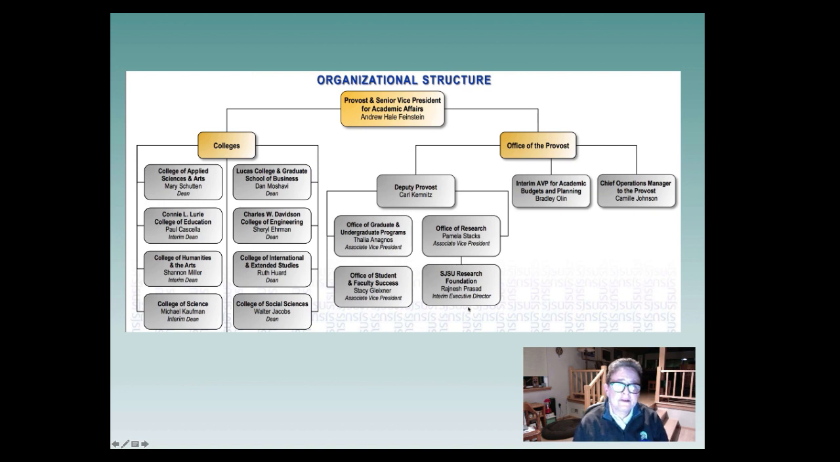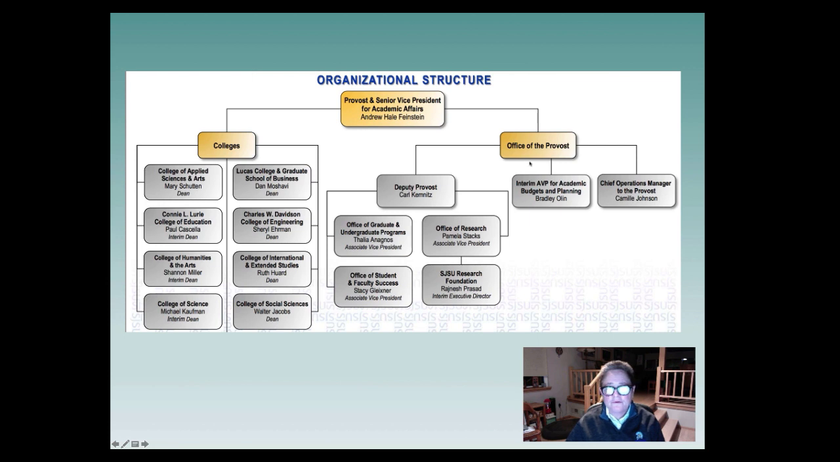Here is the organizational structure of the Academic Affairs Division at San Jose State about 6 months ago. So you can see that the Provost's office is divided into two different levels, or three different levels, really. You have the provost, who's the head of academic affairs, and he's also the senior vice president. Underneath the provost, you have the colleges that each has a dean that's in charge. Underneath the deans, you would have the department chairs or the school directors.